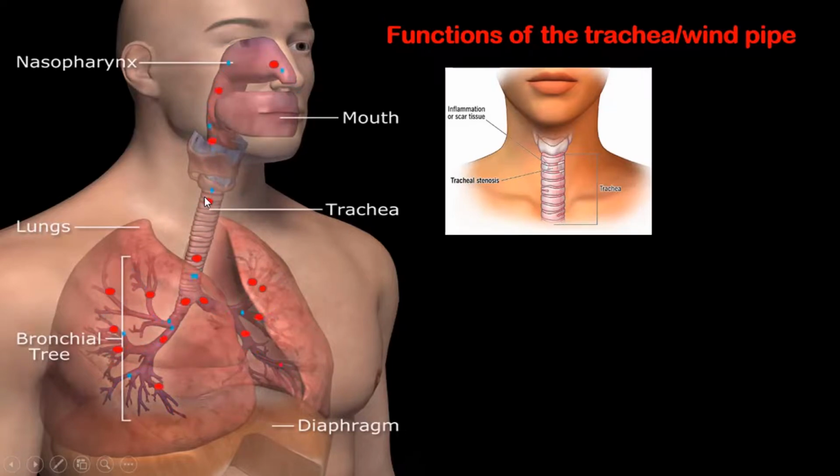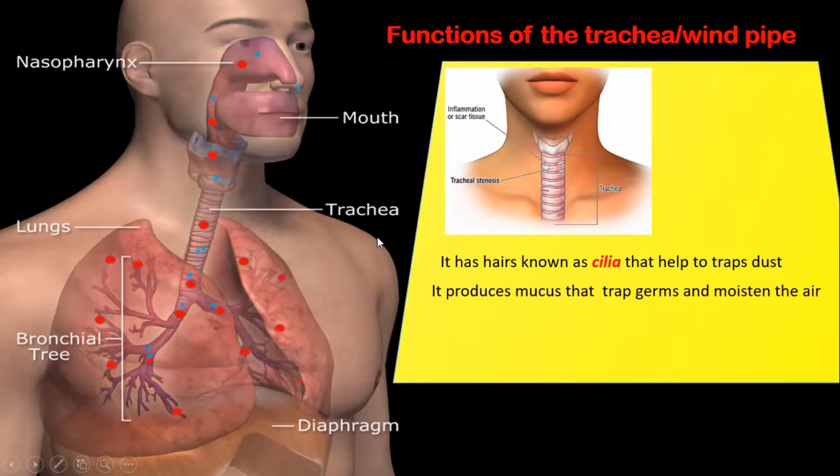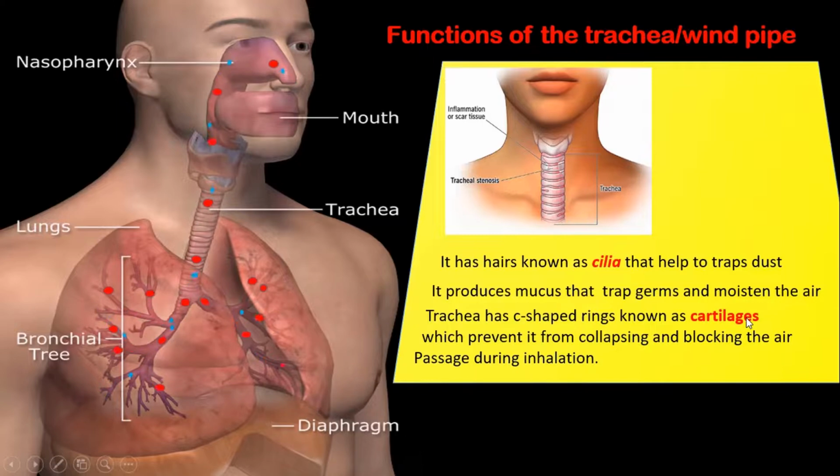It has some C-shaped rings. Those C-shaped rings are known as cartilages. They prevent the trachea from collapsing and blocking the air passage during inhalation. Inside the trachea are tiny hairs, known as cilia, that help to trap dust. Inside the trachea also, there is production of mucus, as is the case in the nose, which helps to trap germs and at the same time moisten the air.